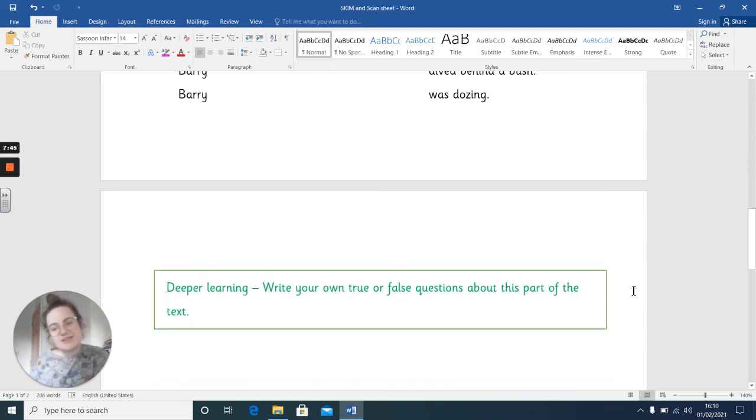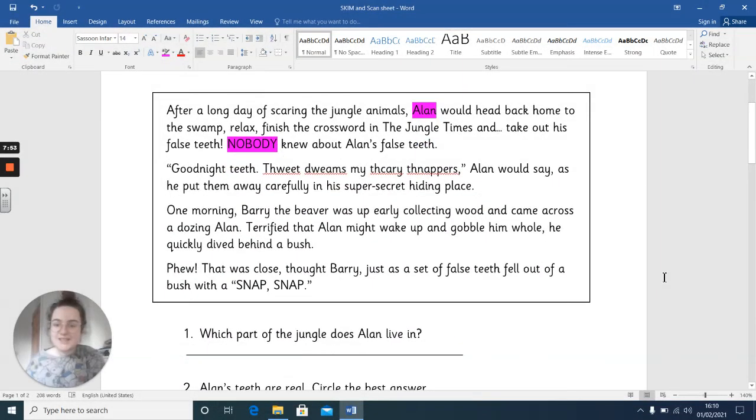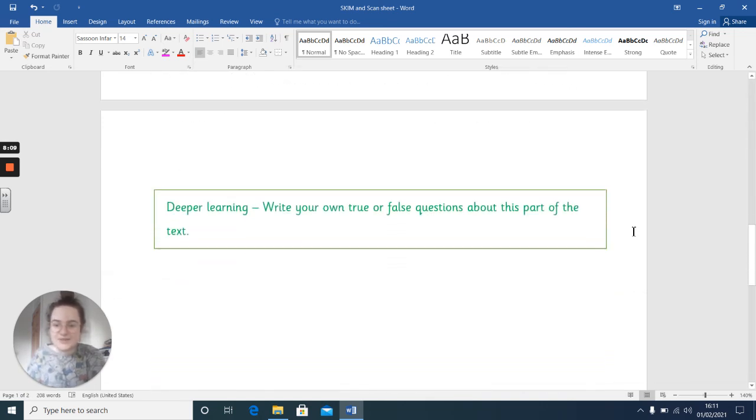And if you would like to do the deeper learning, you could have a go at writing some of your own true or false questions about this part of the text. So, the alligator is called Barry. True or false? Barry hid in the swamp. True or false? That one would be false because he hid behind the bush. So have a go if you want to at writing your own true or false statements.